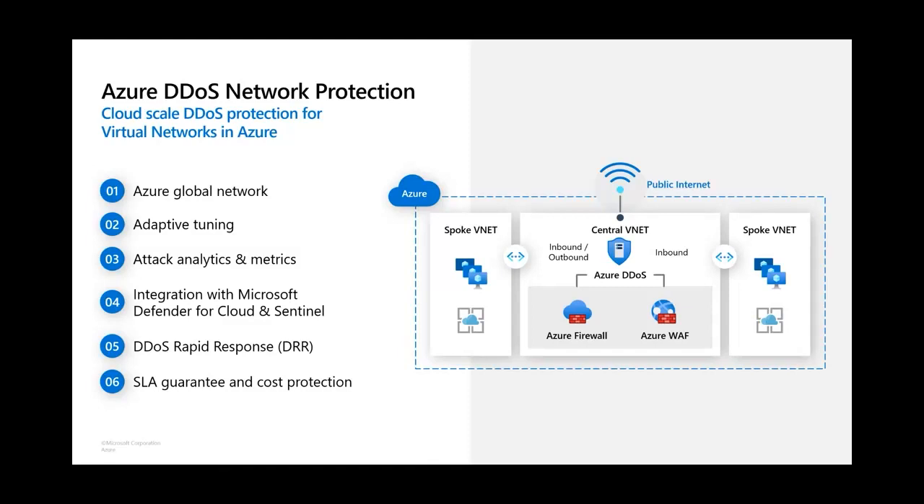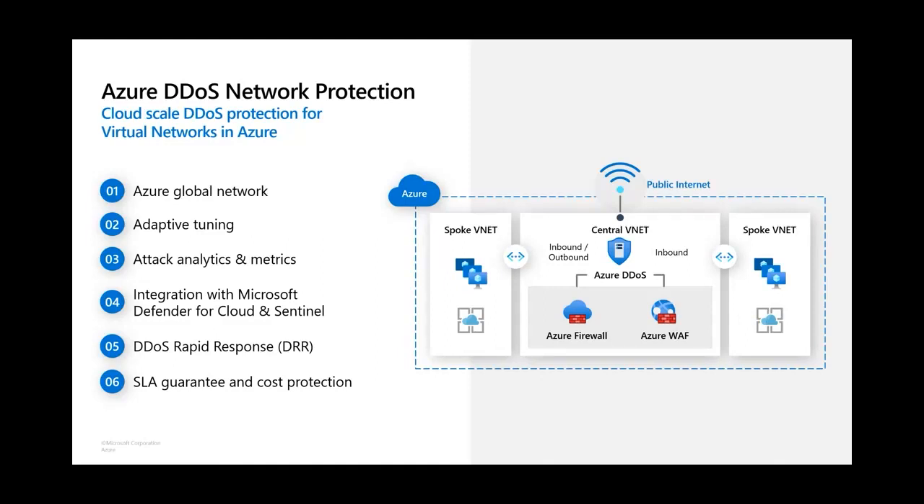Then we have the adaptive tuning. For the adaptive tuning, we have the intelligent traffic profiling learning your application traffic over time. And then it selects and updates the profiles that are most suitable for your specific application. The profiles adjust as time changes, and the traffic changes over time as well.